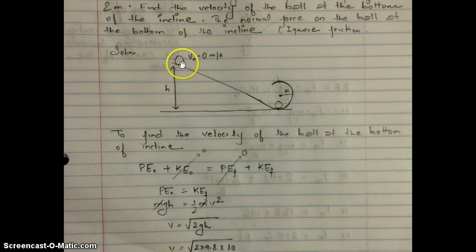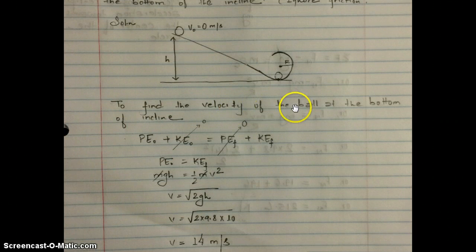So our free body diagram is going to look something like that. This is the initial position where the velocity is 0 meters per second, and that's the final, that's at the bottom of the path. To find the velocity of the ball at the bottom of the incline, we sum our potential and kinetic energy, and since it's a conservation of energy problem, the sum of potential energy and kinetic energy at the beginning is going to be equal to the sum of potential and kinetic energy at the final point.